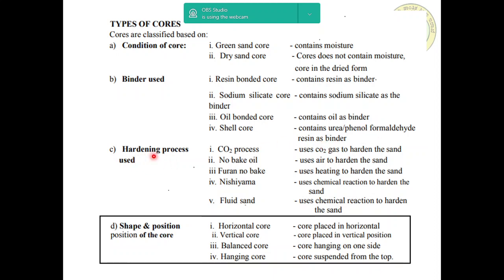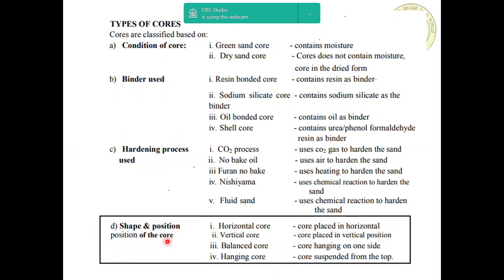Next, depending upon the hardening process used, the different processes are the CO2 process, which uses CO2 gas to harden the molding sand, and no bake oil, which uses air to harden the sand. Another one is furan no bake, which uses heating to harden the sand, and then the Nishiyama process uses chemical reaction to harden the molding sand, and fluid sand also uses some chemical reaction to harden the sand. From an examination point of view, this last one is important.